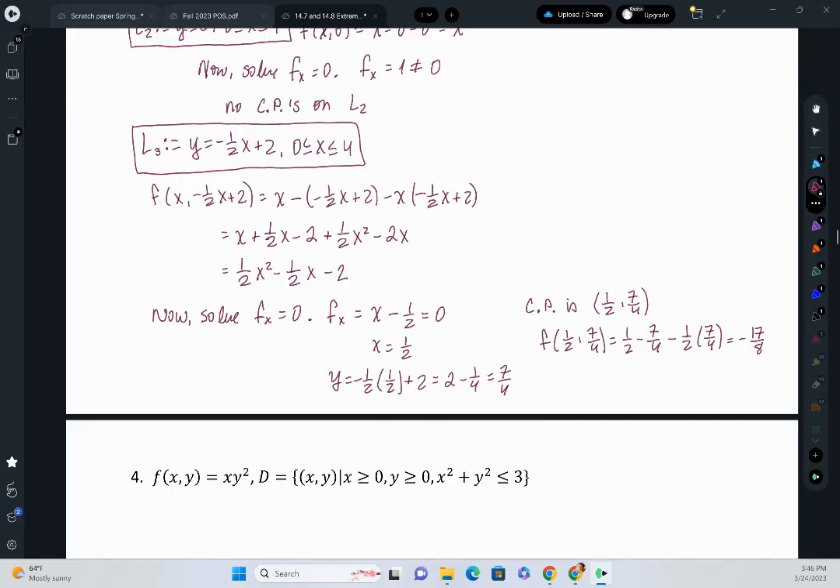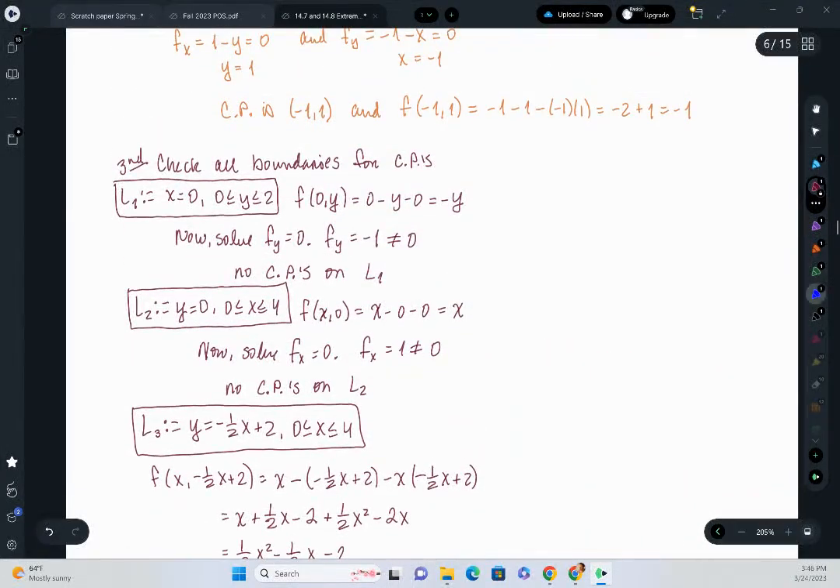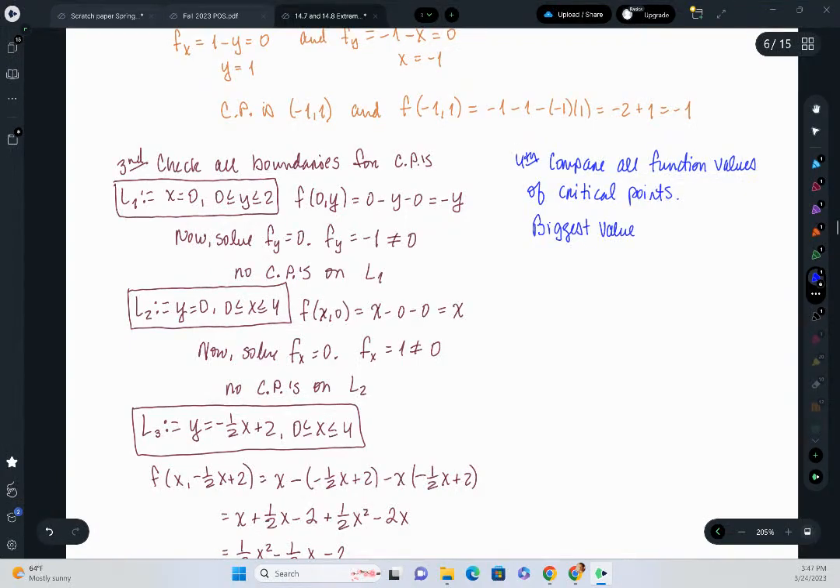Okay, so I'm supposed to go through and look at all my function values. So this will be my 4th step: we're going to compare all function values of critical points. The biggest value equals the absolute max. The smallest value is equal to the absolute min.